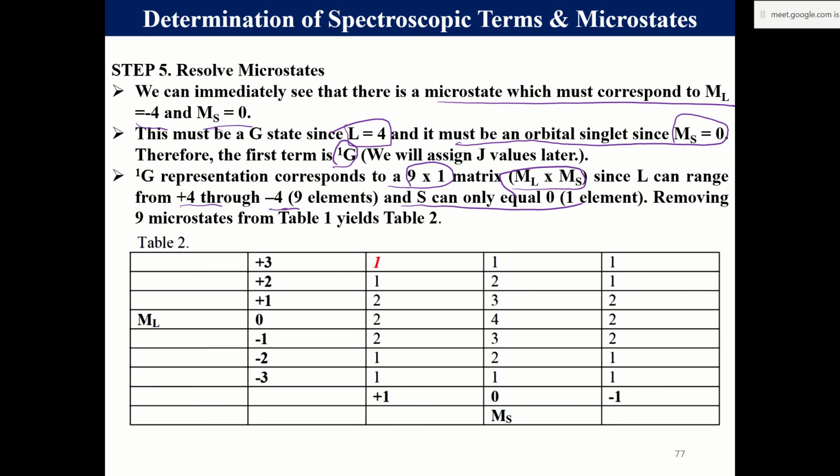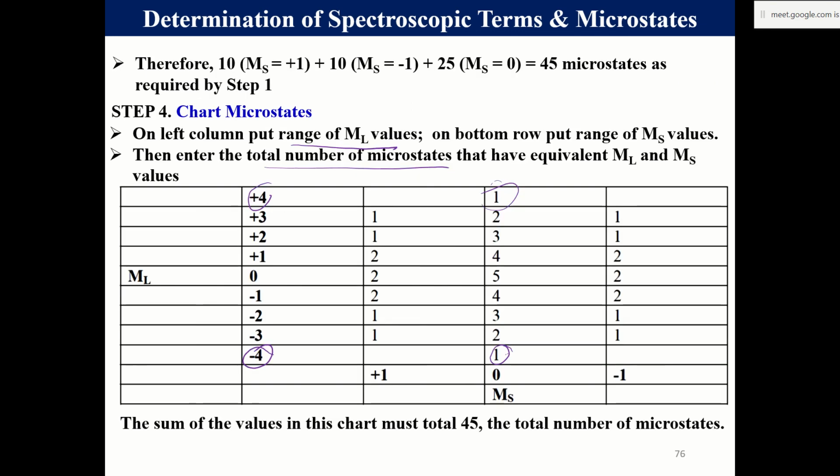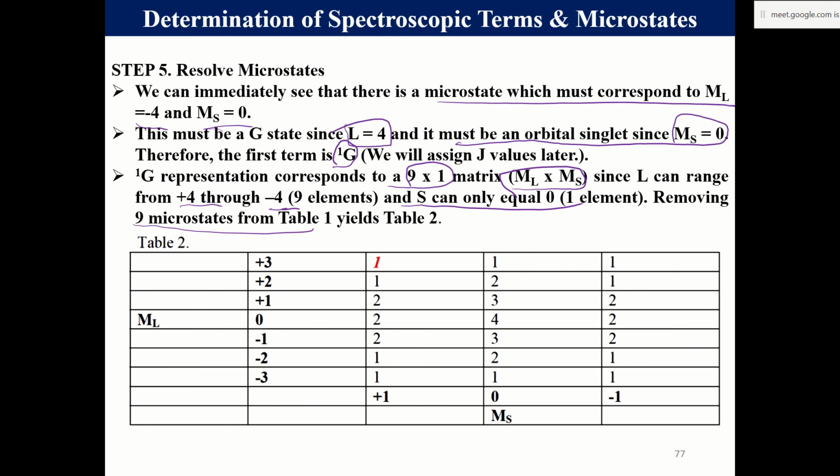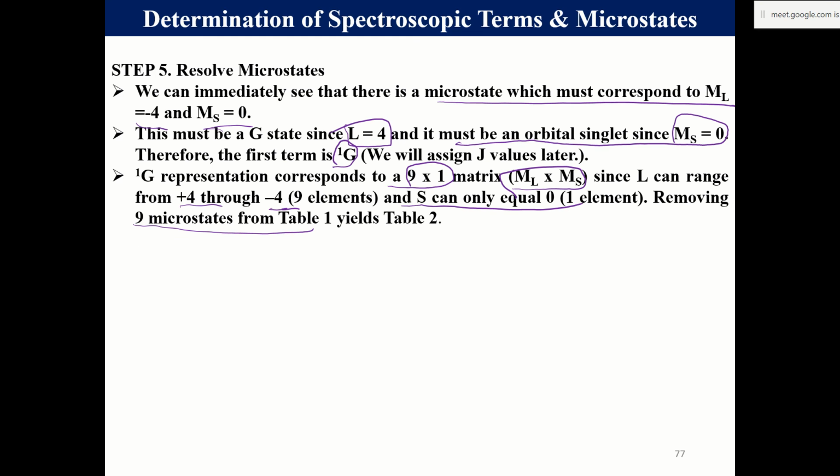Okay, so we deduct all of them. So what we do, removing 9 microstates from table 1. So you see the table 1 you had 1, 2. So removing 9 microstates from table 1, you made this kind of table where you can clearly see.